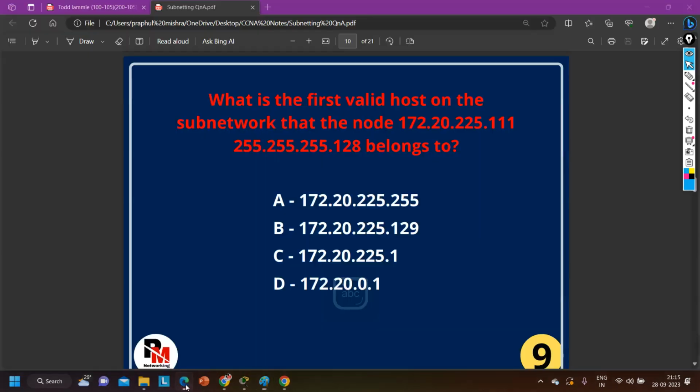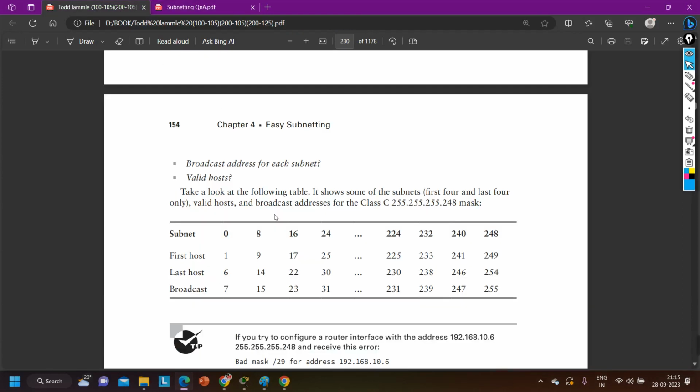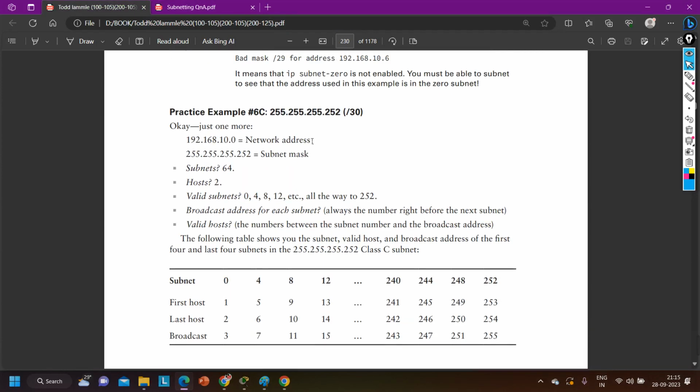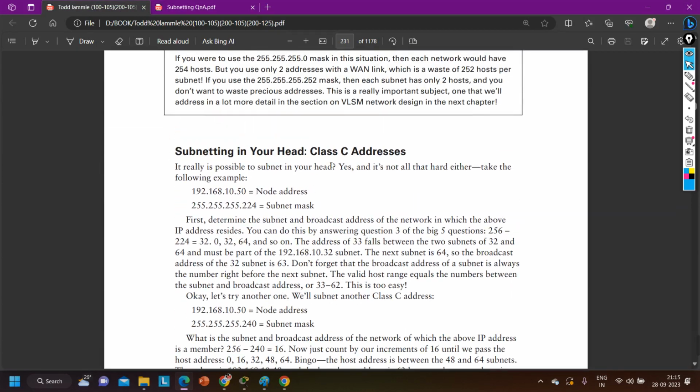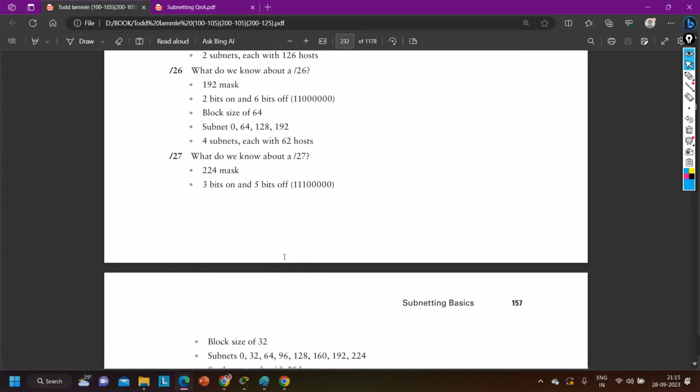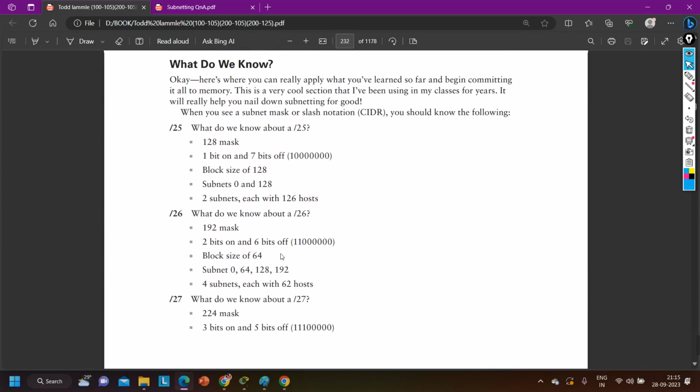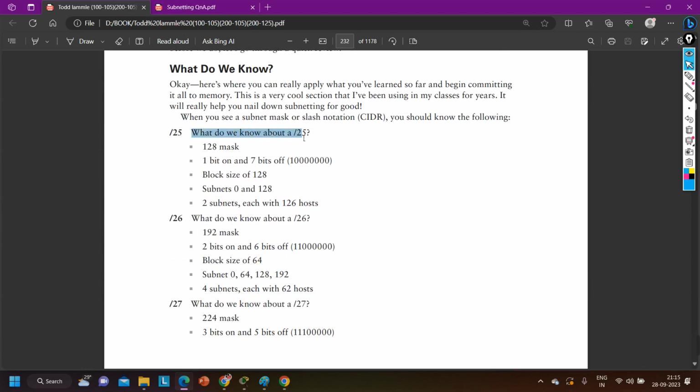This book is very good to understand subnetting. With slash values you can practice. Here for class B, you can see the same example in the book also. And there are multiple questions. Tell me the answer of this question: what do you know about a slash 25?